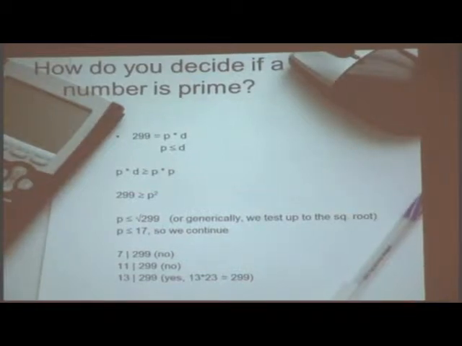What that means is, at best, our smallest factor p is less than or equal to the square root of our number. Here, the square root of 299 is about 17. So we only need to test up to the square root of our number. We continue: does 7 divide, does 11 divide, up until we get to 13. And 13 does divide 299. In fact, 13 times 23 is 299.